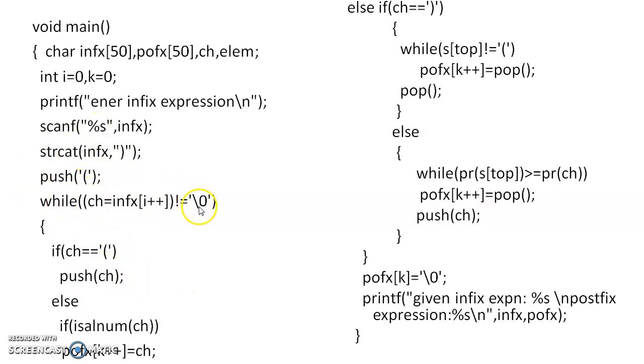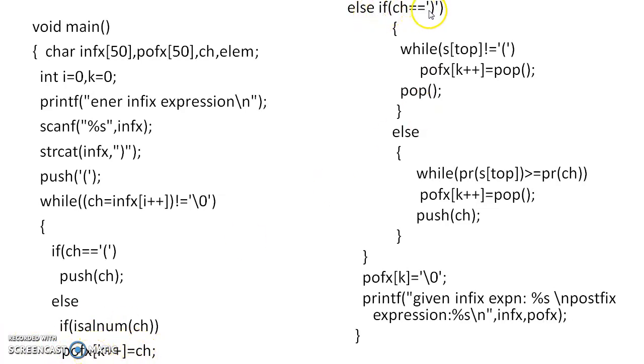While the end of the infix expression is not reached, I am removing each and every character from this particular infix expression. Infix of i is placed into this character and i is incremented. I am checking whether that particular character is not equivalent to \0, that is, it is not the end of the string. Then I am checking the first condition. If the character is opening parenthesis, I am pushing it onto the stack. And if the character is alphanumeric, alphanumeric is a function which checks whether it is a digit or character, simply I am adding it to postfix of k and k is incremented by 1. That is, the character is placed into the postfix array.